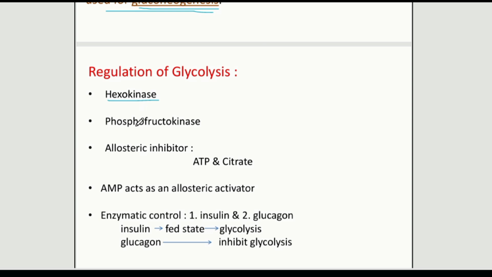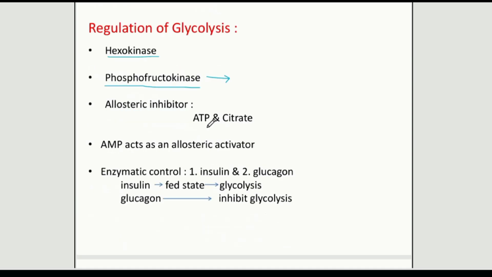Next comes phosphofructokinase. As I have said, phosphofructokinase is a rate limiting enzyme, and that step is the rate limiting step of glycolysis. Allosteric inhibitors are ATP and citrate, and the allosteric activator is AMP.